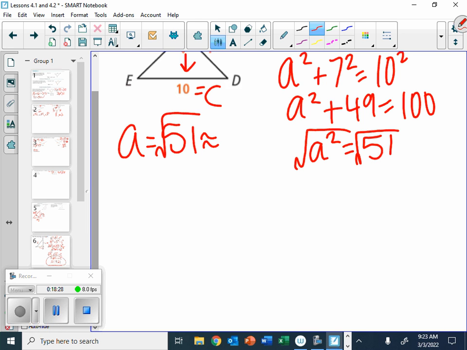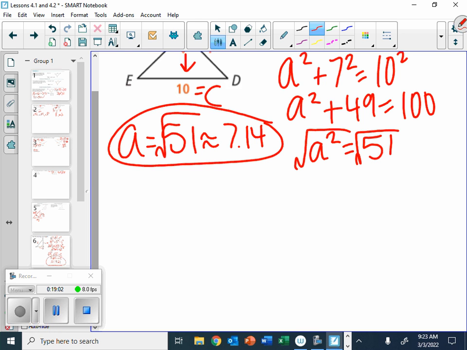Type in square root of 51 and then hit those arrows right above enter. Alright, 2 decimal places. What do we get? 7.14. So just be careful when you're doing your Delta Math. If it says to leave it in radical form and you put 7.14, it's going to mark it wrong. Okay? So just be extra careful with your instructions.